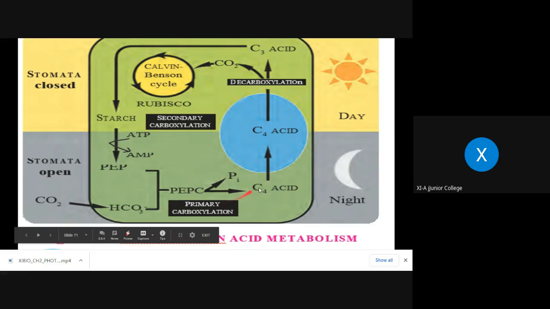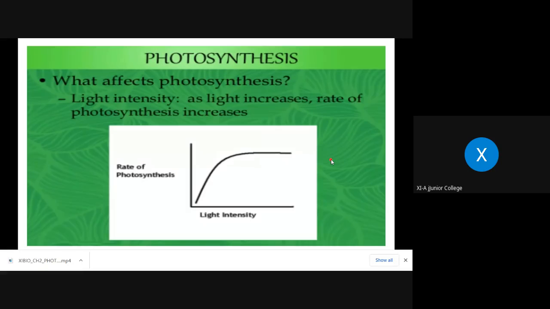Now, what are the factors affecting photosynthesis, which is the last part of this chapter we will be completing? There are some external factors and some internal factors. We'll talk first about the external factors, which include light intensity. As light intensity increases, the rate of photosynthesis increases. This is shown with this graph: as the light intensity increases, the rate of photosynthesis increases, but up to a certain limit. Afterwards, it remains constant.